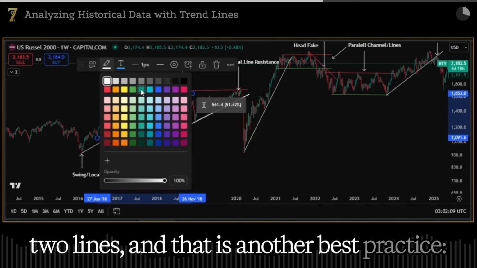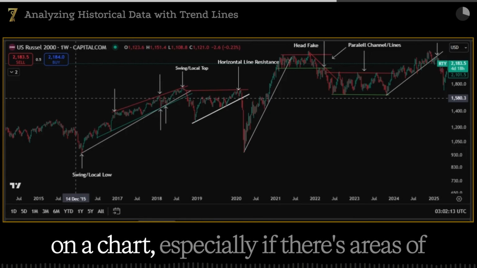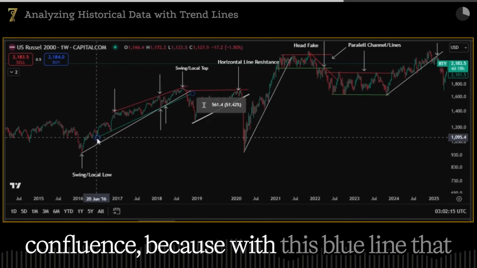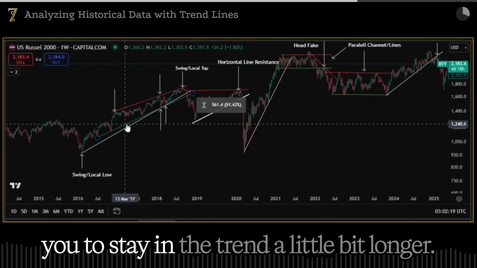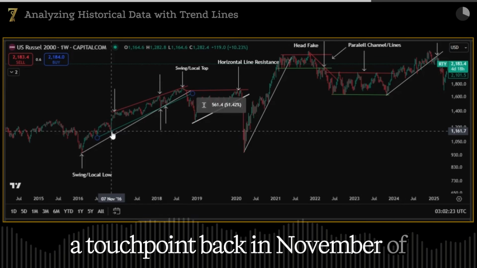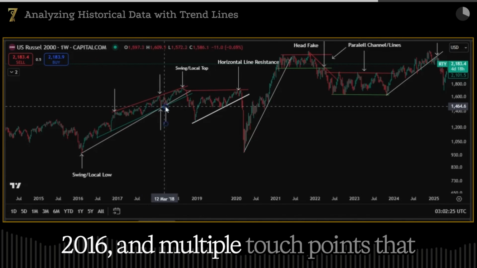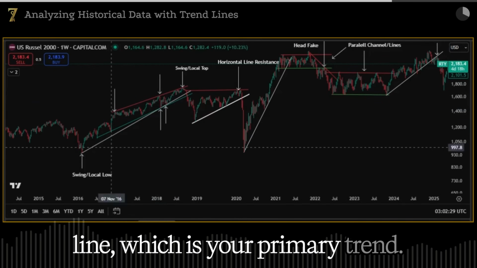And that is another best practice. Never feel afraid to draw multiple lines on a chart, especially if there are areas of confluence, because with this blue line that I've overlaid, this would have actually allowed you to stay in the trend a little bit longer, okay? So you have a touch point here, a touch point back in November of 2016, and multiple touch points that add confluence to the primary white line, which is your primary trend.